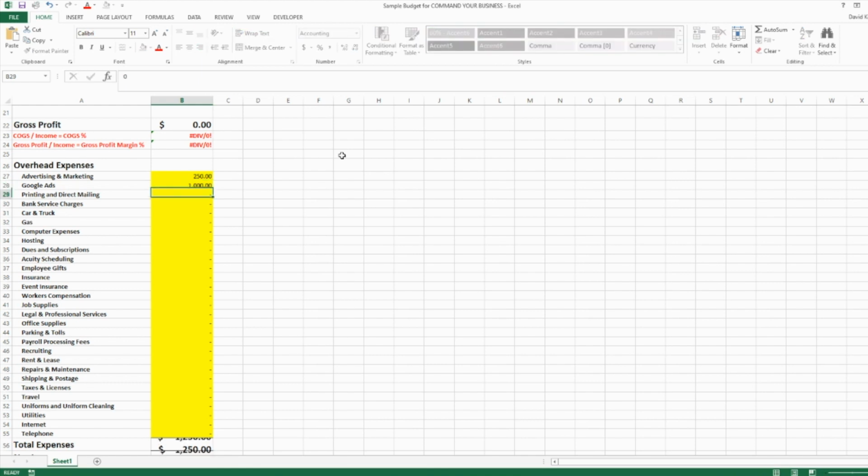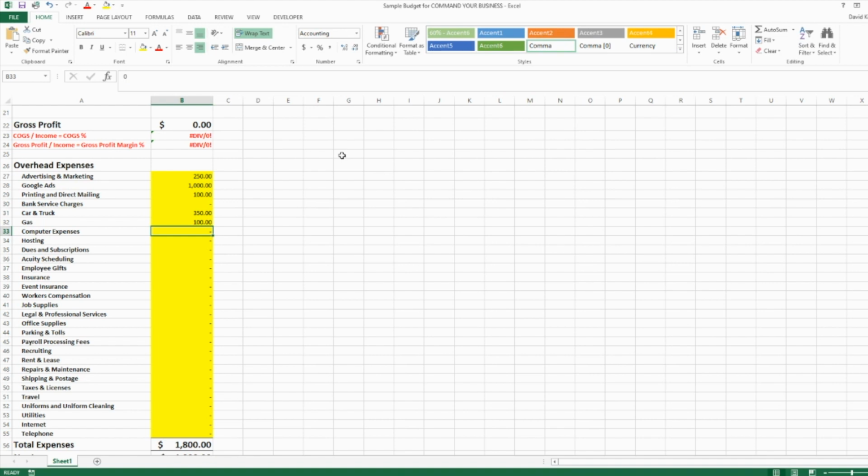Google ads will be about $1,000. Any printing or direct mailing, not much. Let's say $100. I hope that I'm not paying any bank service charges initially. I actually do have a car payment that I want to put in here, so that's $350. Gas, probably about $50, maybe $100 a month. Computer expenses.